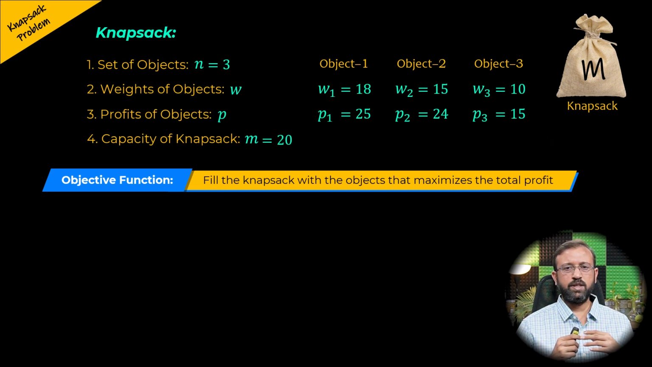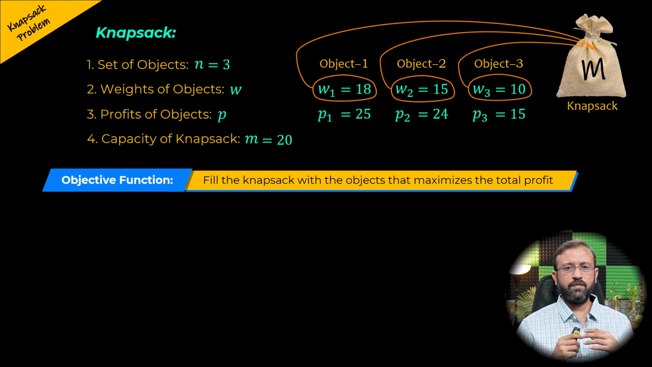Now the knapsack problem is to fill the knapsack with the objects that maximizes the total profit. To do this, we can fill the knapsack with any of the objects, but the weight of the objects in the knapsack cannot exceed the capacity of the knapsack. This is the constraint of the knapsack problem.